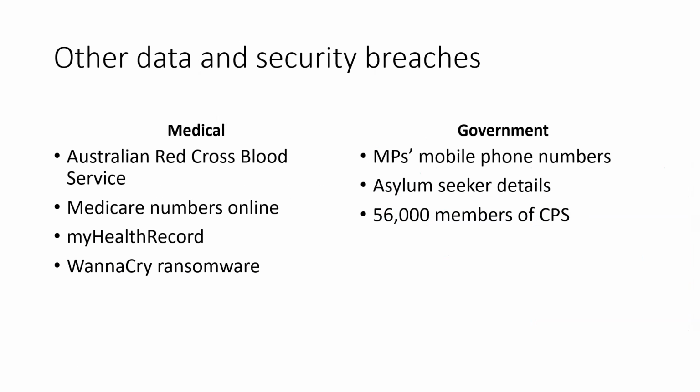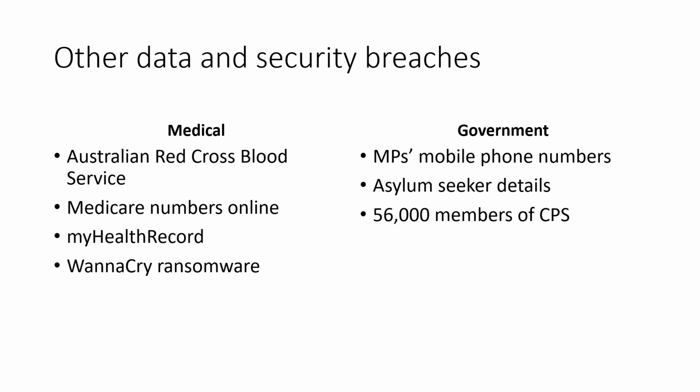What about in the health and government space? So the Red Cross, 550,000 Australian blood donors, had all of their donor questionnaire details, including, have you ever had sex with a man? Have you ever had sex with a sex worker? All these sort of questions made available on the internet. There was an incident in 2017 where a healthcare worker was selling patients' Medicare numbers for identity fraud purposes. Just recently, it's been reported that there's been a number of data problems with My Health Record.